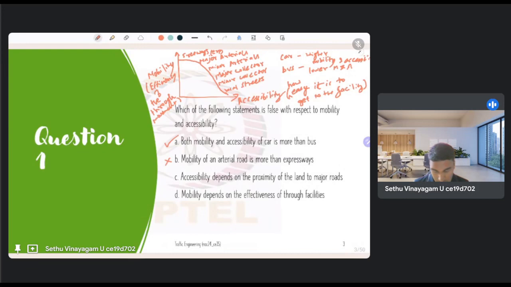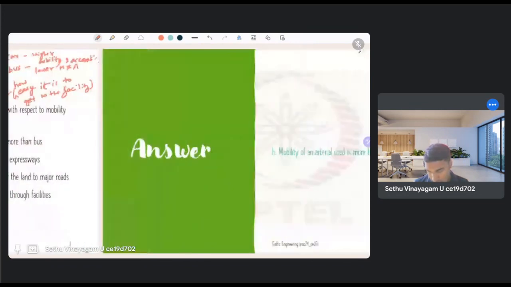C, accessibility depends on the proximity of the land to the major roads. This is true. It's accessibility. If you are located closer to the roads, you'll be able to get to that road quickly, right? So it will be easier for you to get to it. So accessibility does depend on the proximity. So C is correct. And D, mobility depends on the effectiveness of the through facility. This is also correct because mobility is dependent on how effectively or how efficiently you can move through a facility, right? By definition, it depends on the effectiveness of the through facility. So D is also a correct statement. The only incorrect statement is option B. So B is the answer.